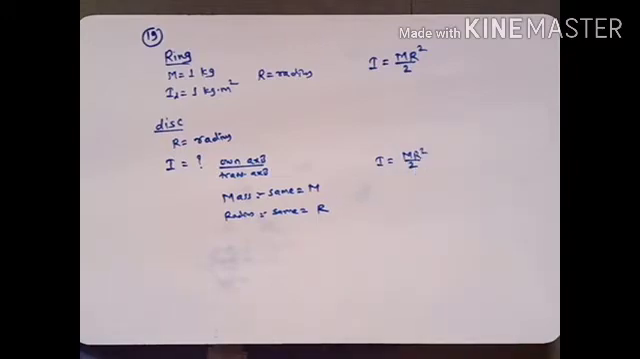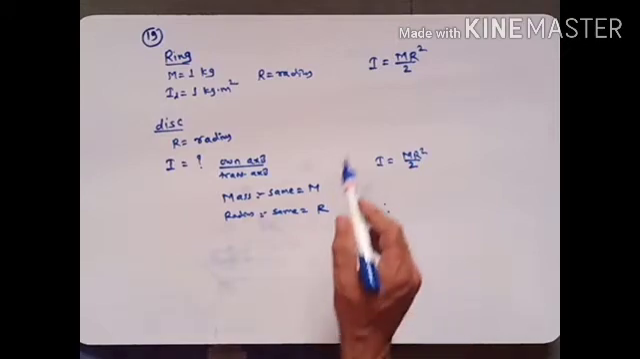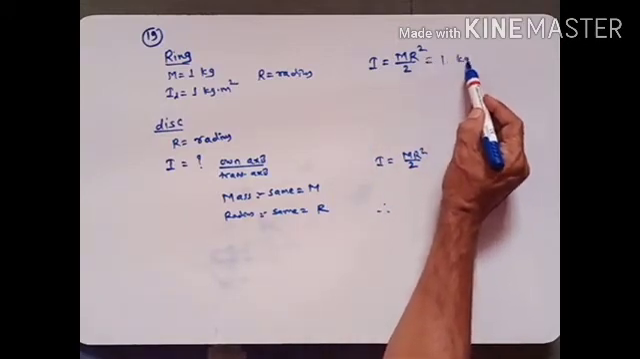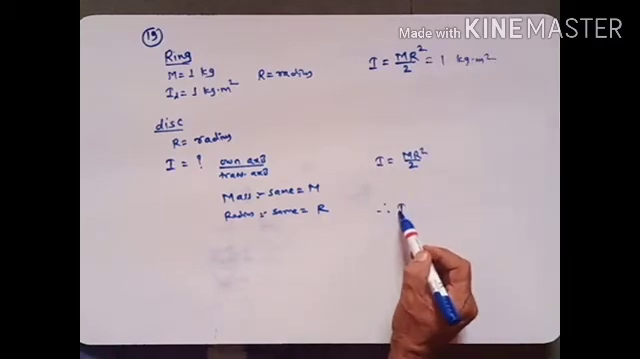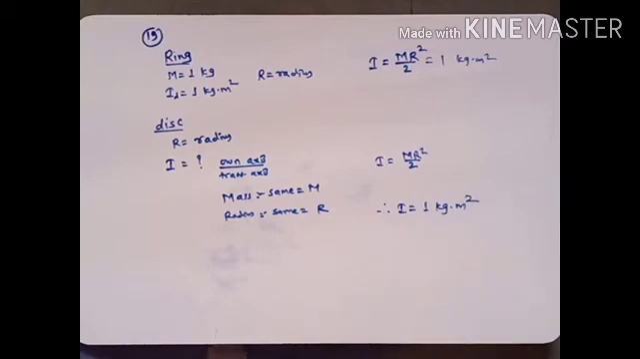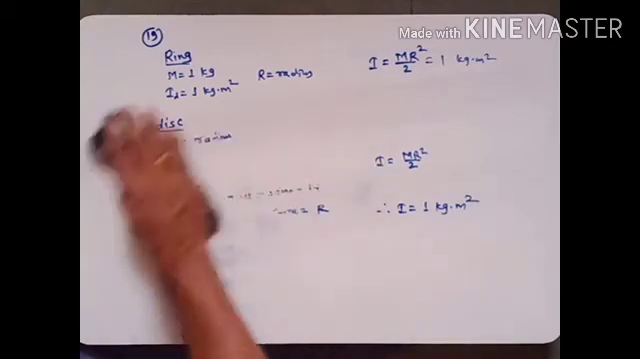Mr square upon 2. And therefore, by direct logic, here you see, this is 1 kg meter square, and therefore I is equal to here also 1 kg meter square. Simple. This is the simple example. Now, we will see the next one.